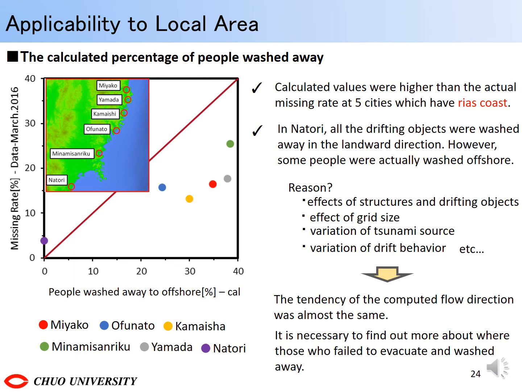In the numerical calculation, we calculate the percentage of people washed away by the tsunami. The actual percentage of missing persons is used for comparison. In the 4 cities below the red straight line, which have a ria coast, the calculated values were higher than the actual values. However, in Natori, all the drifting objects were washed away in the landward direction. However, some people were actually washed offshore. This may be due to the effect of structures and debris. It is necessary to examine in detail how those who failed to evacuate were washed away.